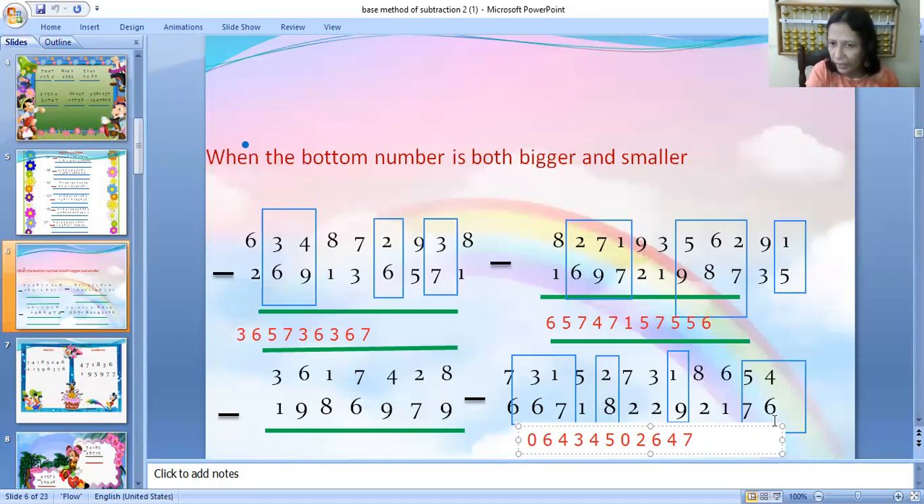Now move to the next part. You need borrowing here. So find out the complement of 6. 4 is the complement of 6. 4 plus this 4 is 8. And the last number you have to write as it is. You will not do any changes with the last number.